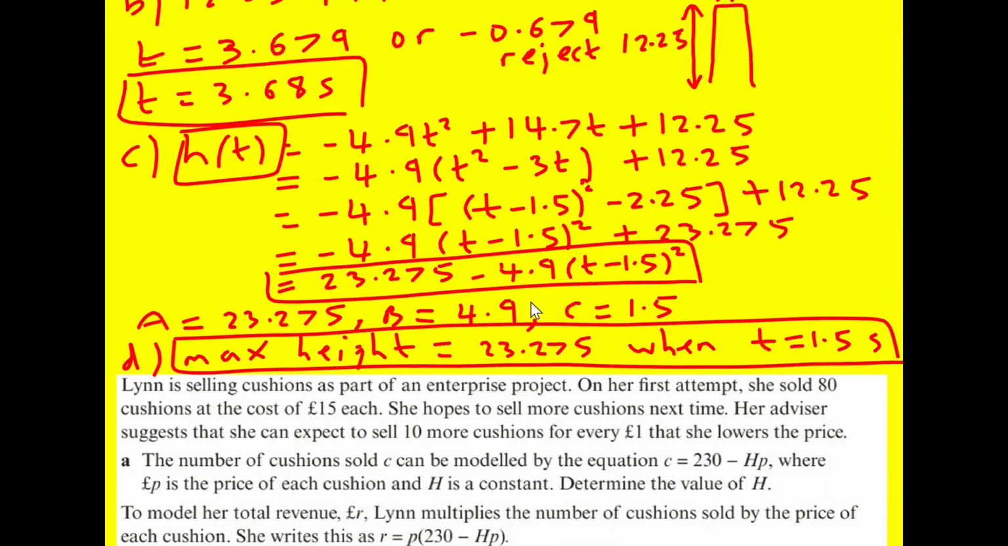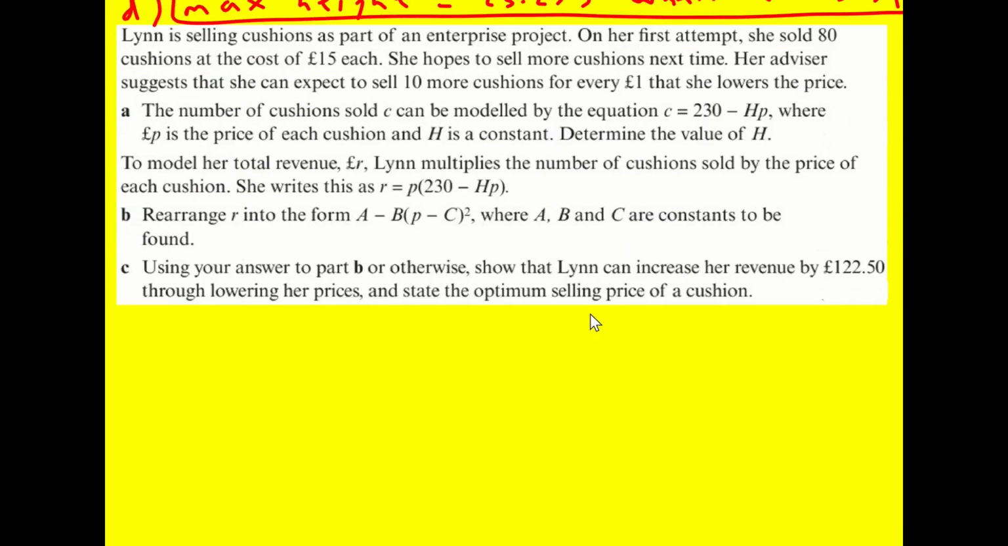Okay, one more to try. Lynn's selling cushions. She sells 80 at the cost of £15 each. Hopes to sell more. Her advisor suggests you can expect to sell 10 more cushions for every £1 that she lowers the price. This is going to be a maximizing profit question. The number of cushions can be modeled by this equation here, where P pound is the price of each cushion and H is a constant. Determine the value of H.